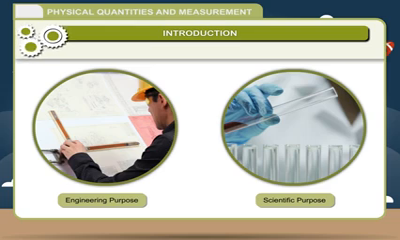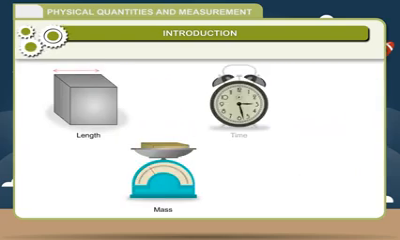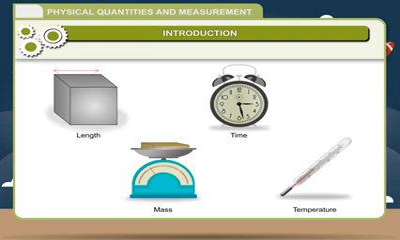In previous classes, we have already learnt about physical quantities such as length, mass, time, and temperature and their SI units. We have also learnt about the direct measurement of these physical quantities. In this chapter, we will learn about some indirect methods of measuring various physical quantities.